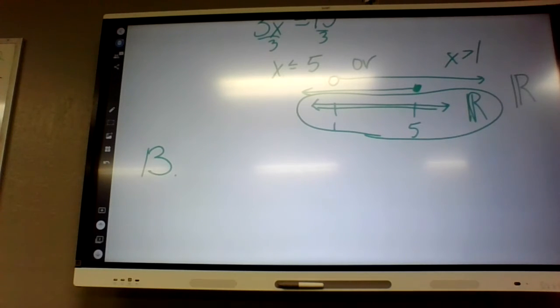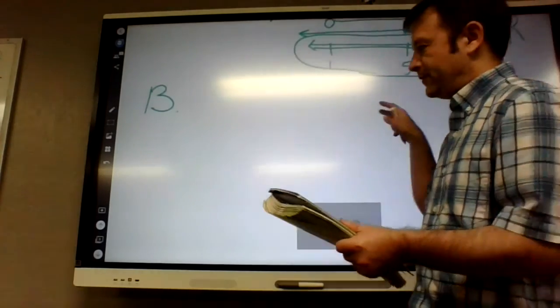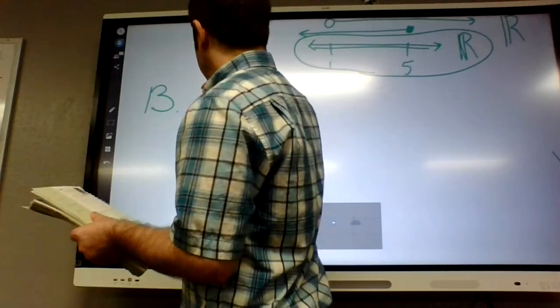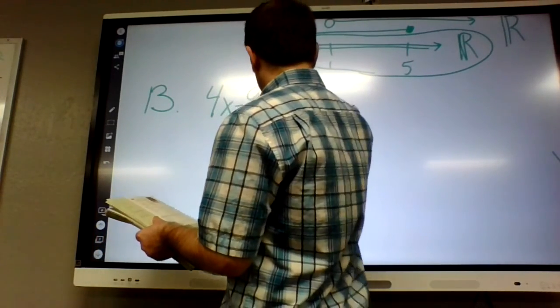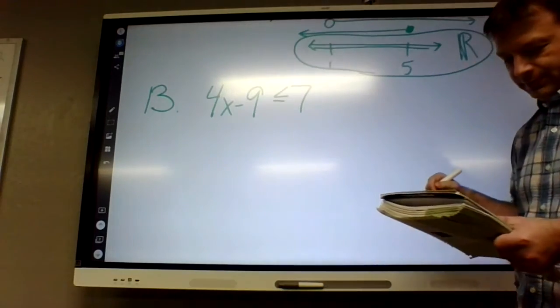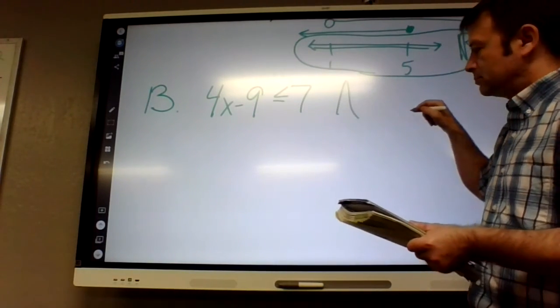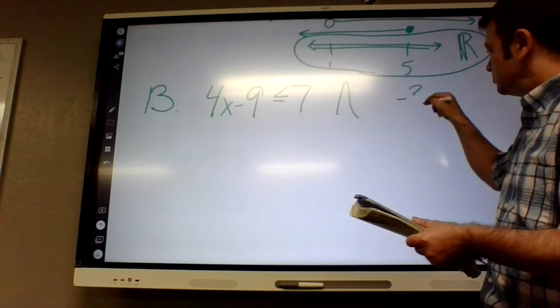Okay, on 13 there's 2 separate things, but there's an and between them, so let's solve both of them first. You guys go ahead and get a head start. I know you guys can solve that, right?